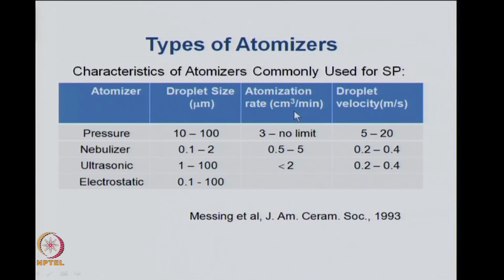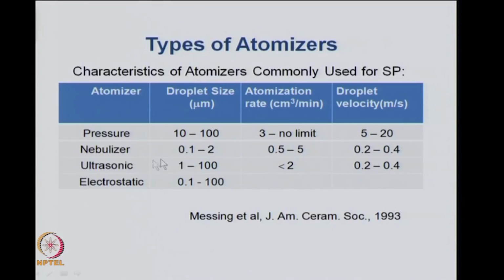So, from 3 centimeter cube per minute to practically no limit, you can go as high as possible in the atomization rate using a pressure type of atomizer. However, both nebulizer and ultrasonic means, which are using acoustic waves, that is sound waves, create the droplets. So, this kind of ultrasonic atomizer creates an atomization rate of less than 2 cc per minute.